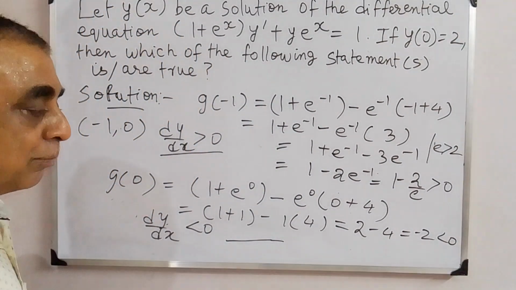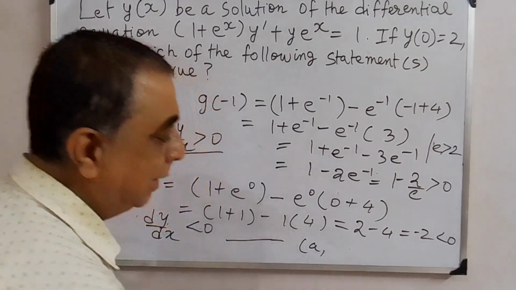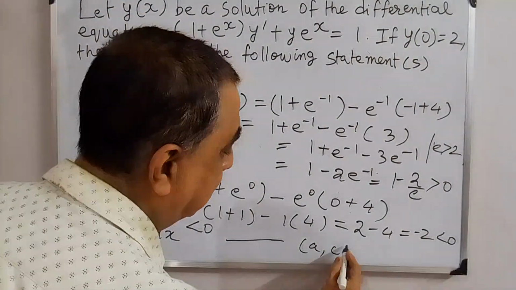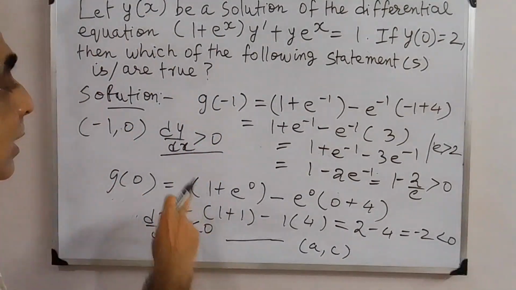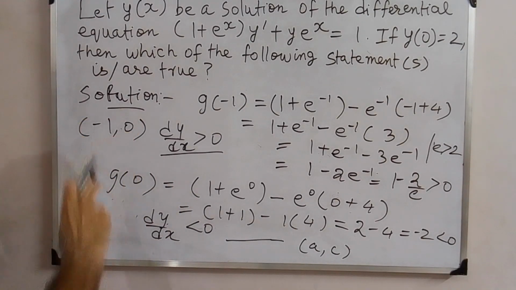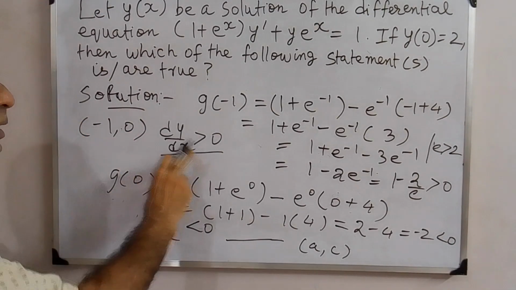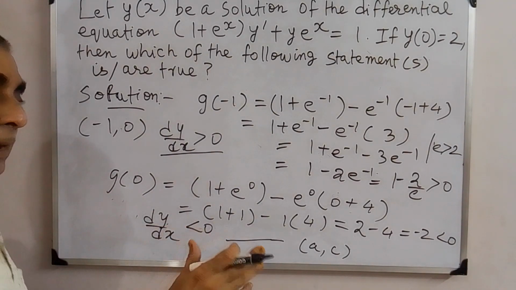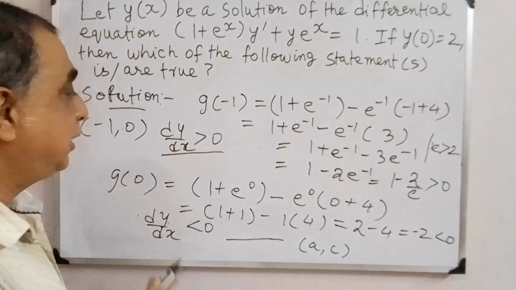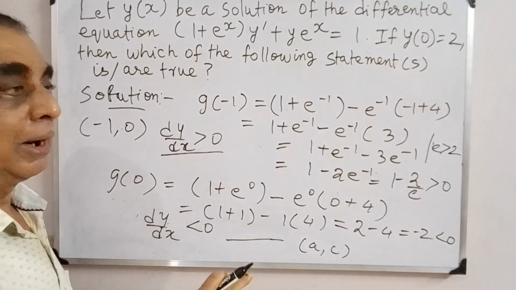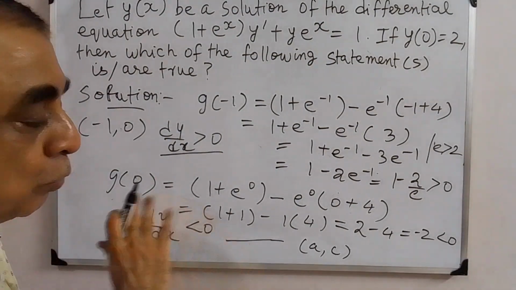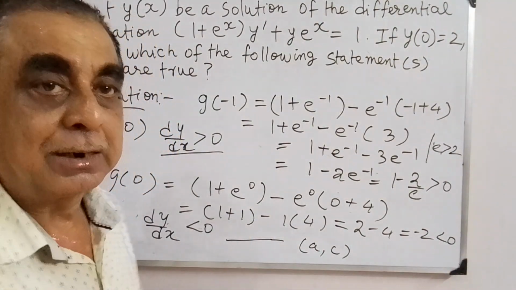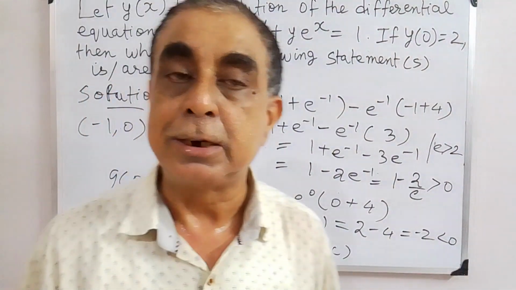So there are two correct options. A, I have shown you that when the x value is -4, the y value is 0. And option C is also correct, because there is a critical point in the range -1 to 0: at -1 the function is increasing and at 0 the function is decreasing. So there has to be some point at which the graph of the function y(x) cuts the x-axis. The point where the graph cuts the x-axis is the critical point.